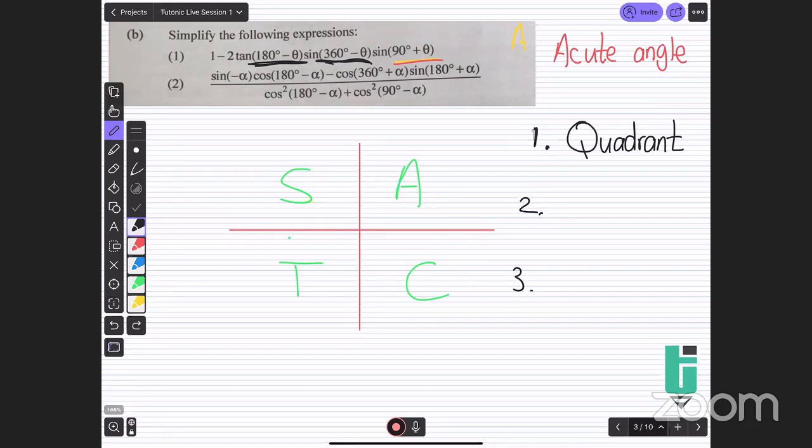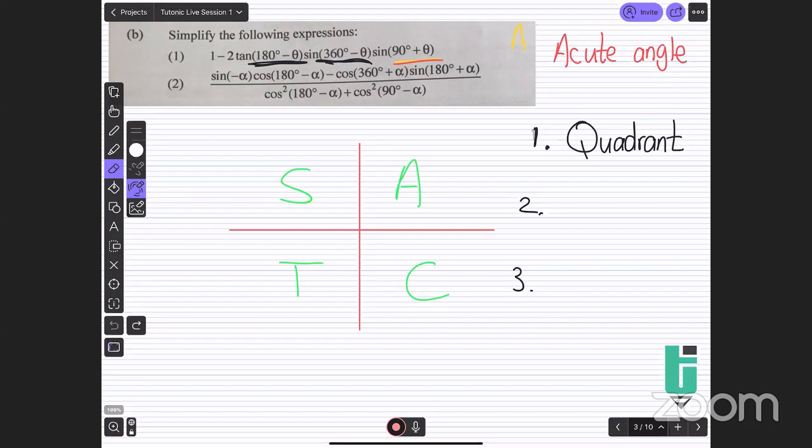Remember, when you add 360 to a function, does it change the answer? No, it doesn't. Why? Because you went a full revolution. So the period of the cos graph is 360. What's the period of the tan graph? 180. Good. Okay, so you guys know how to work out the quadrant.